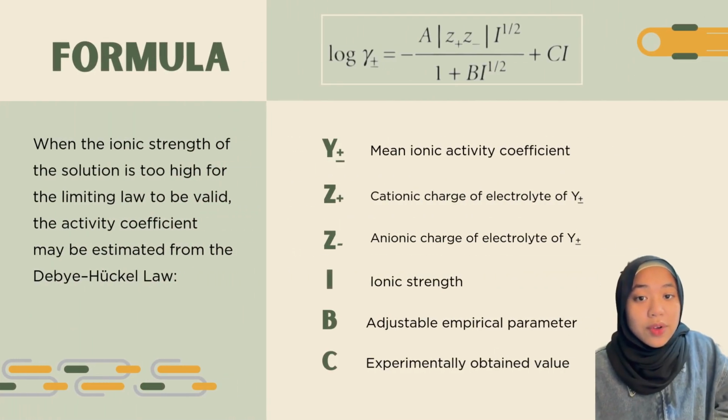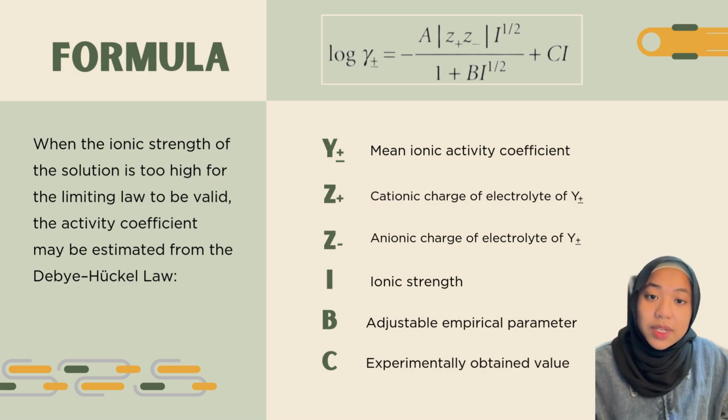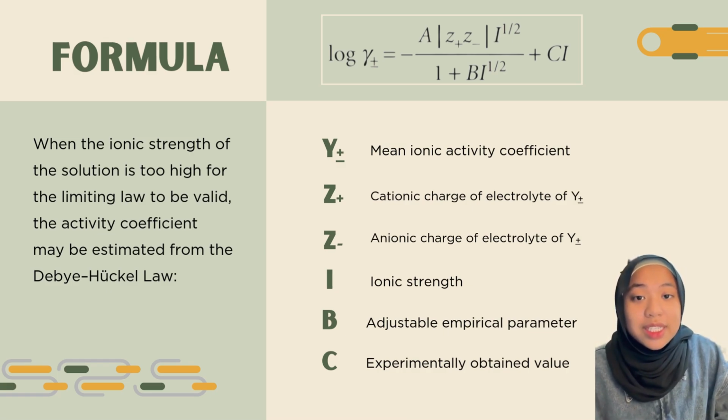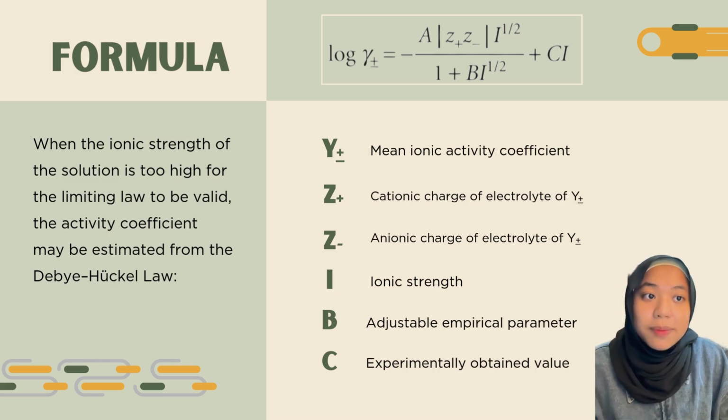So the formula of the standard Debye-Huckel law is obtained when the ionic strength of the solution is too high for the limiting law to be valid. So the activity coefficient may be estimated from the Debye-Huckel law. Here's the formula: log gamma plus-minus equals minus A times the absolute value of Z plus Z minus times I to the power of half, divided by 1 plus B times I to the power of half, plus C times I.